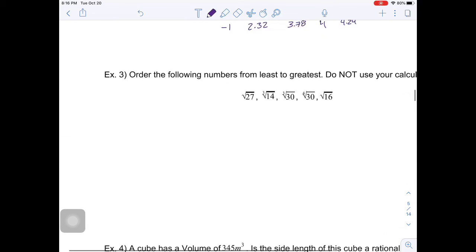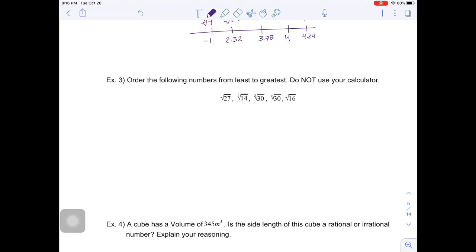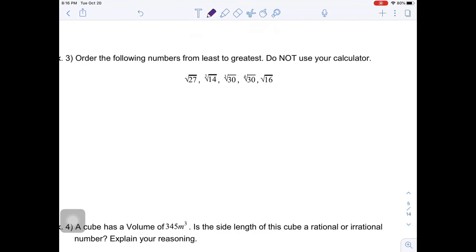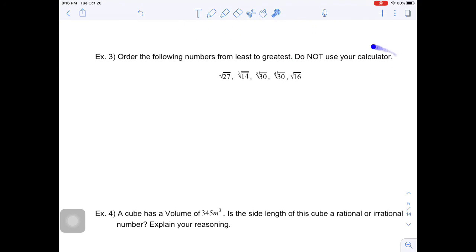Okay, how the heck would we do this without our calculator? We kind of did this in 4.1, but we definitely need to know how to do this. So we're going to use no calculator. Anytime you're not able to use your calculator, please show how to do this. So first off, I know I'm square rooting. I know I'm cube rooting.